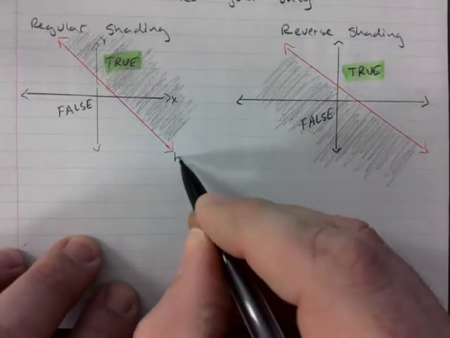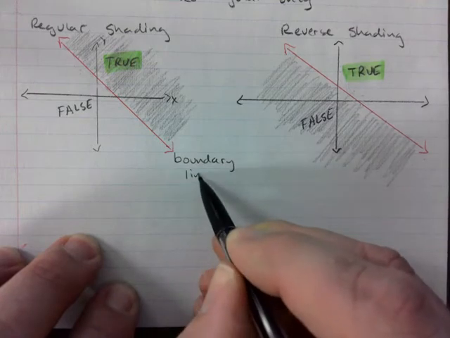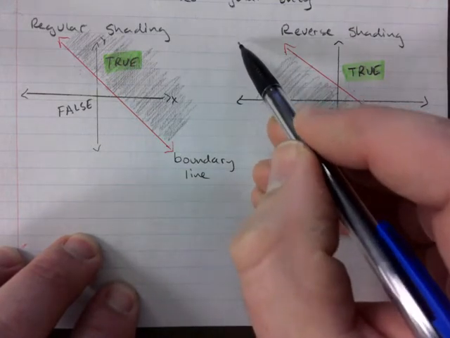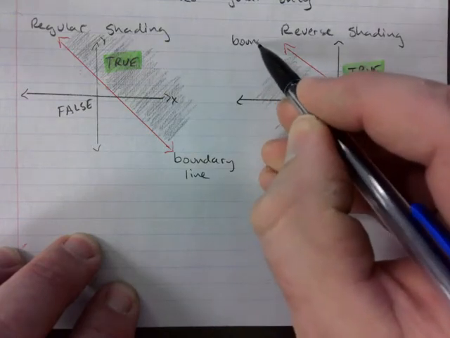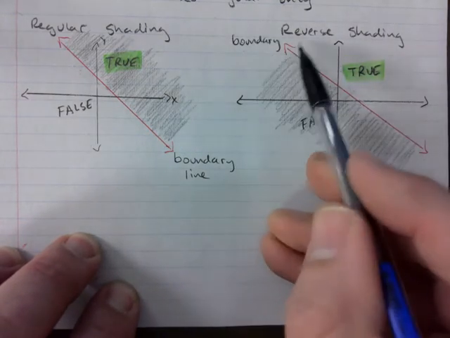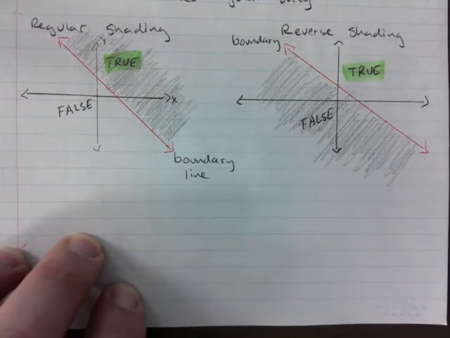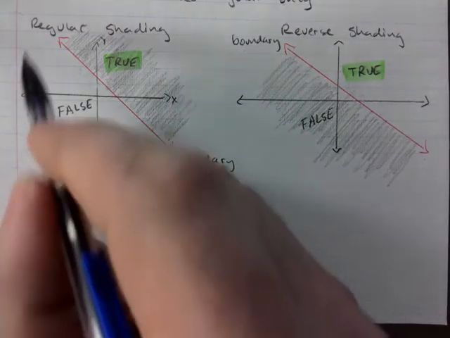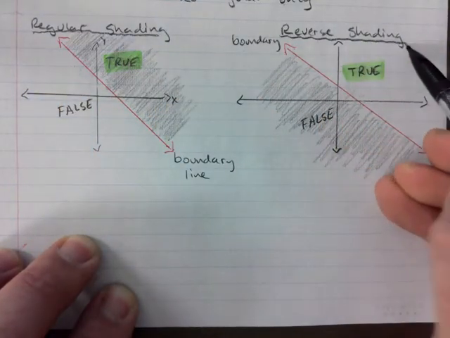I will call this the boundary line, right? Boundary line, same here. I think you get it, right? Boundary line, and so we used reverse and regular shading. So I don't know if you want to underline that.